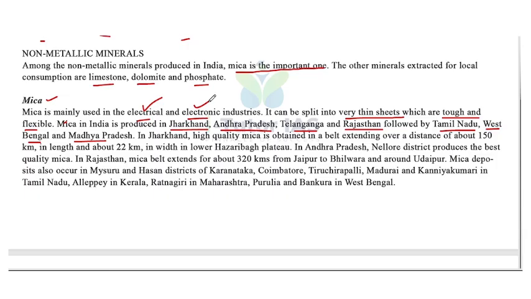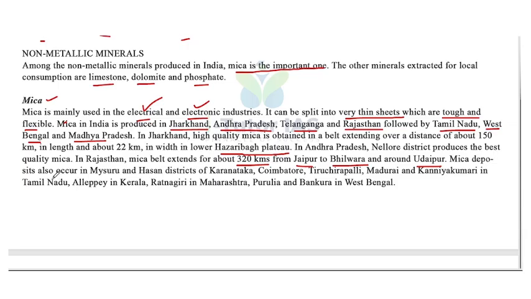In Jharkhand, high quality mica is obtained in a belt extending over a distance of about 150 km in length and about 22 km in width over Hazaribagh Plateau. In Andhra Pradesh, Nellore district produces the best quality mica. In Rajasthan, the mica belt extends for about 320 km from Jaipur to Bhilwara and around Udaipur.